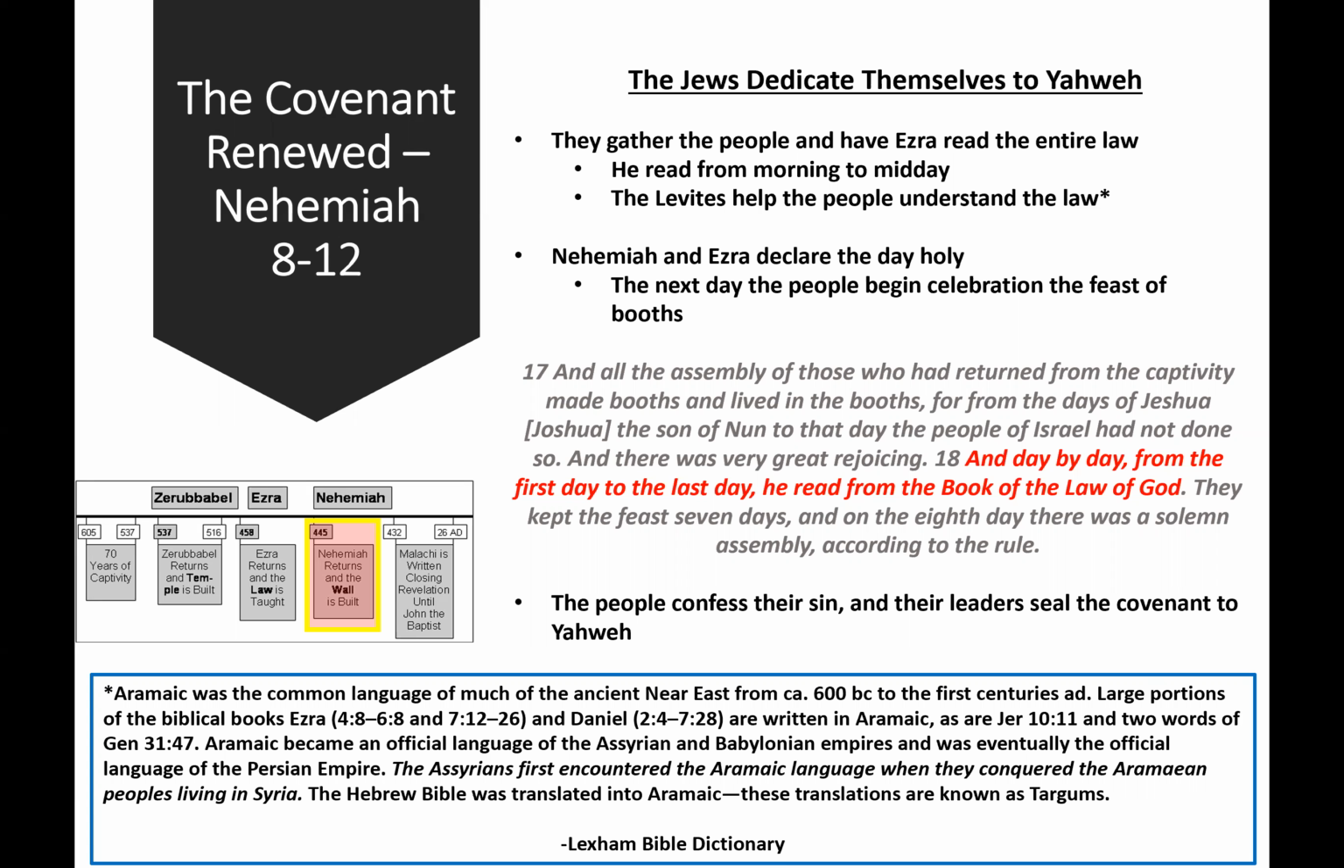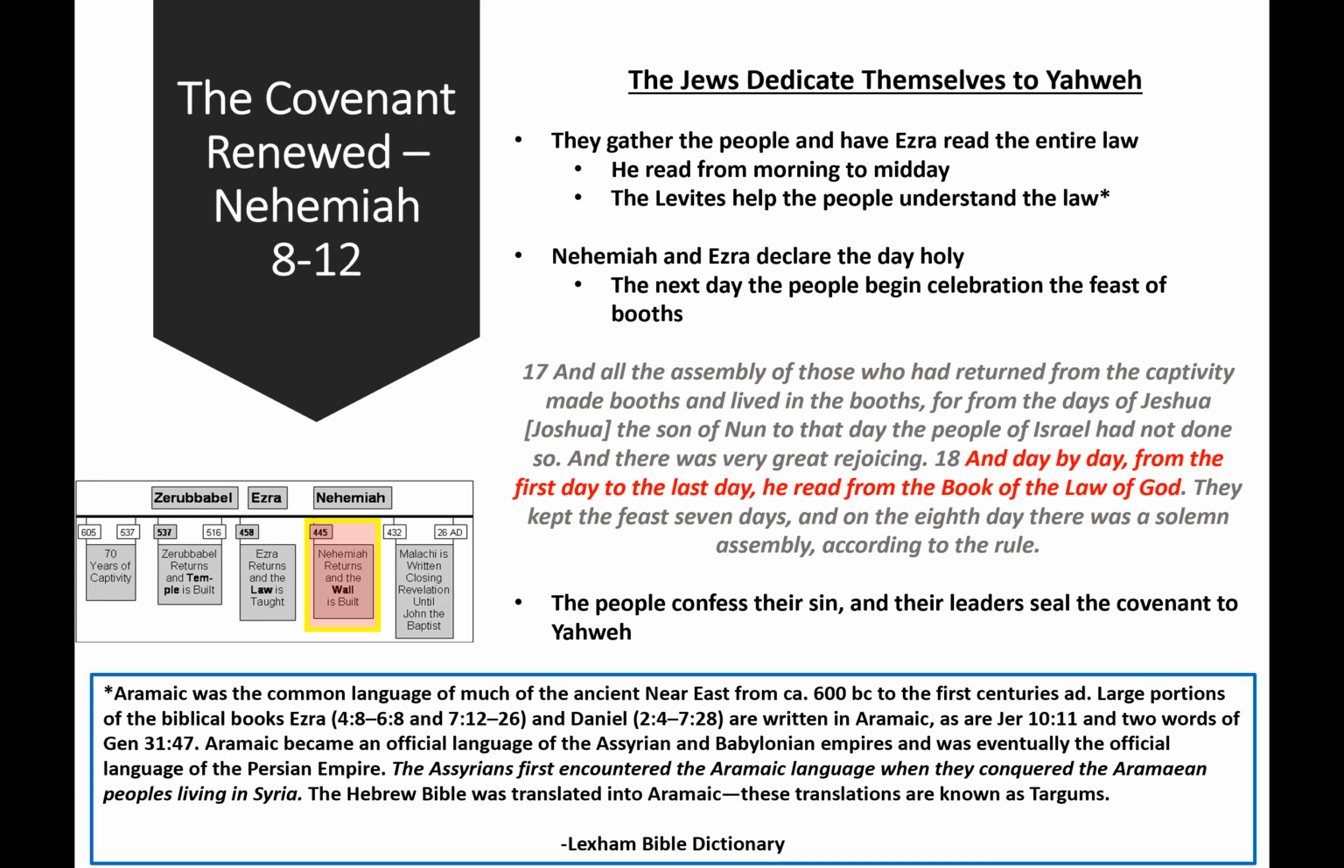It says the Aramaic was the common language of much of the ancient Near East from circa 600 BC to the first centuries AD. Large portions of the biblical books Ezra and Daniel are written in Aramaic, as are Jeremiah 10:11 and 2 words of Genesis 31:47. Aramaic became the official language of the Assyrian and Babylonian empires and was eventually the official language of the Persian Empire. So this is where they just come out of the Babylonian and Persian empires.